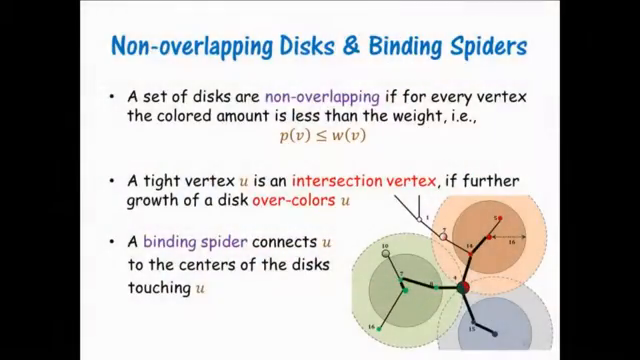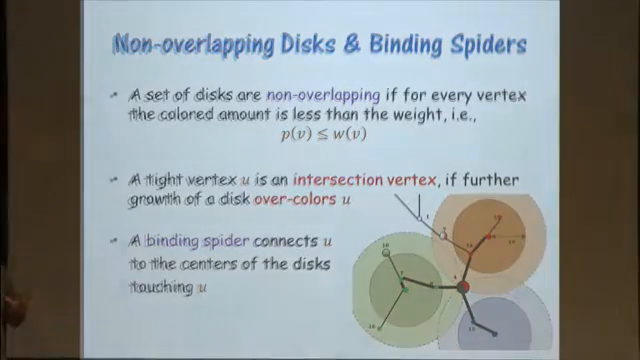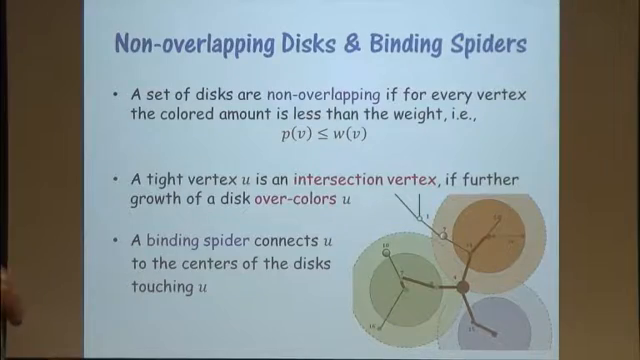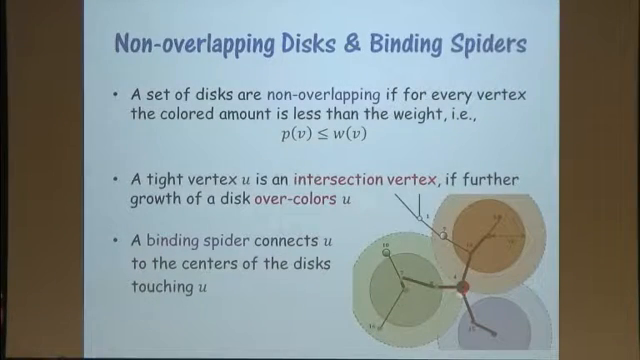Now let's, for example, at some point, we have multiple disks on one painting, and we say that these are non-overlapping if you are not overcoloring any vertex. And if, for example, one vertex goes tight at the intersection of multiple disks, we are interested in this binding spider, which essentially connects the intersection vertex to the centers of those disks.